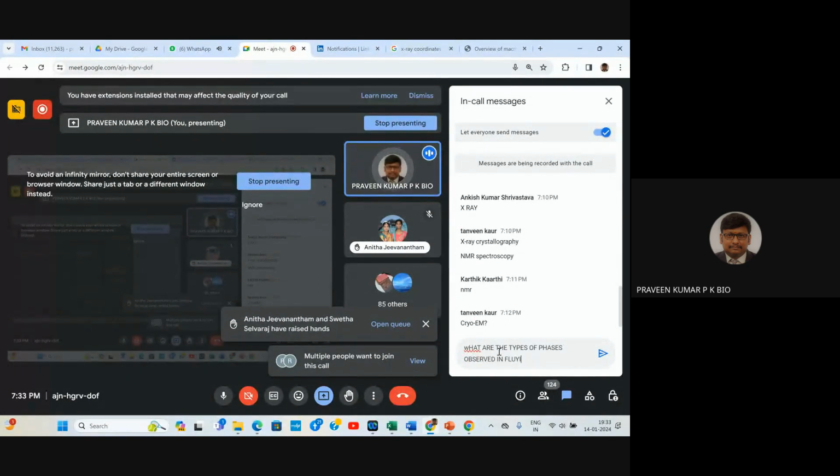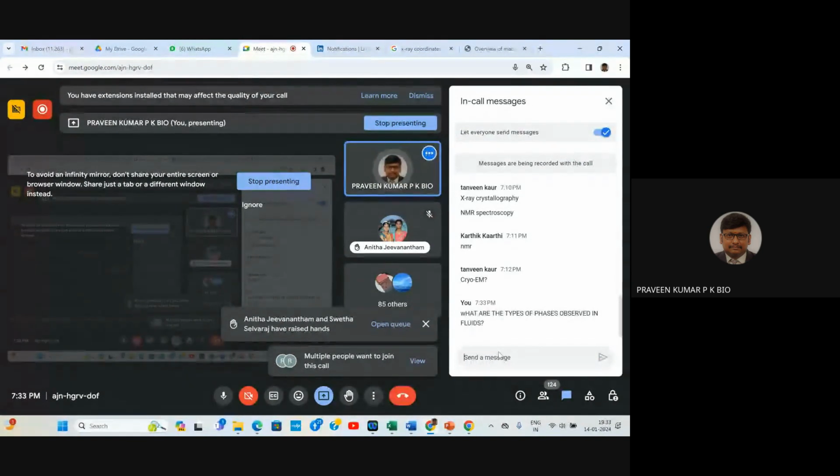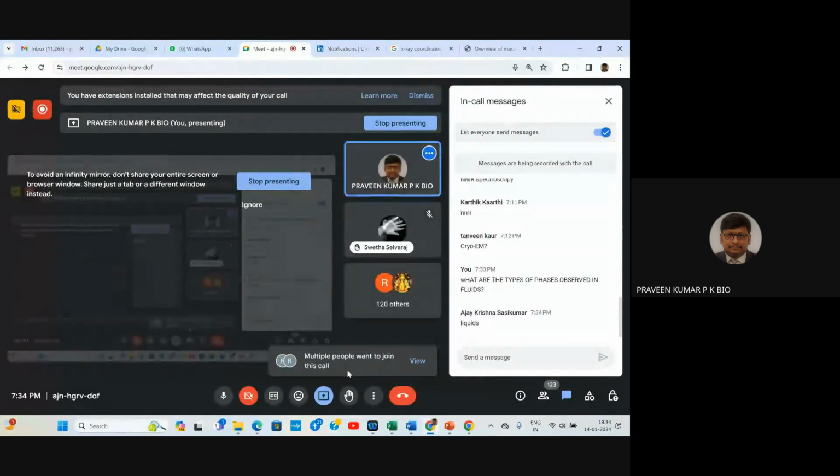Can you type the answer? It looks silly, isn't it? But still, you have more reasoning. What kind of phases are fluids? You can unmute and answer or you type the answer. What are fluids, of course? My question is, what are fluids? Still, I'm not getting an answer.